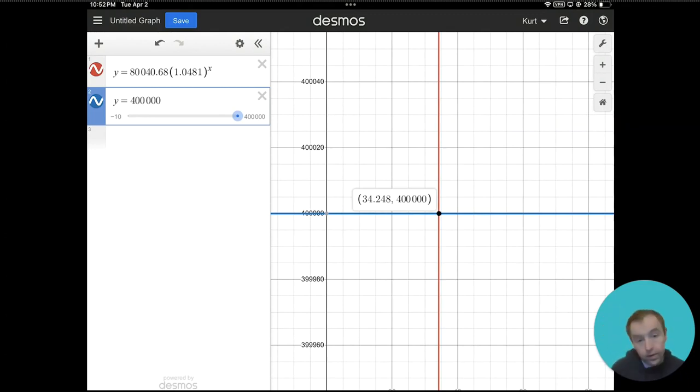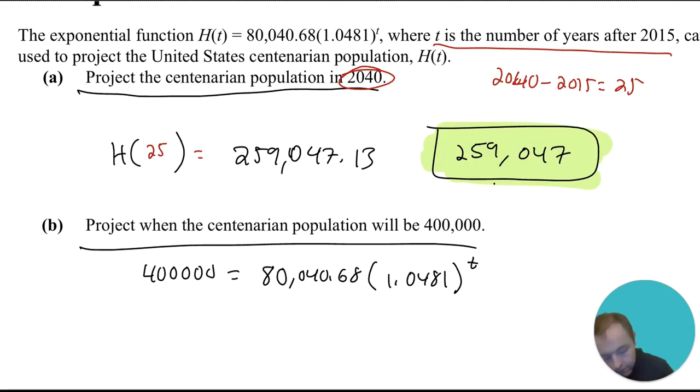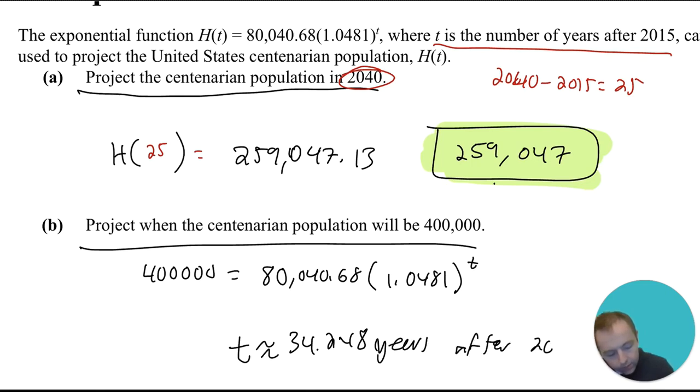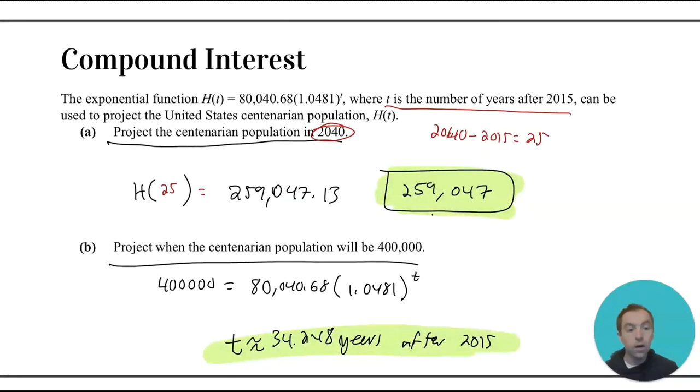So when I tap on that point right there, I can find that the intersection is at 34.248. So that would be the value of t, about 34.248, right? So when t is about 34.248 years after 2015, that would be the approximate time where we expect a population of 100-year-olds or older people in the United States, right?